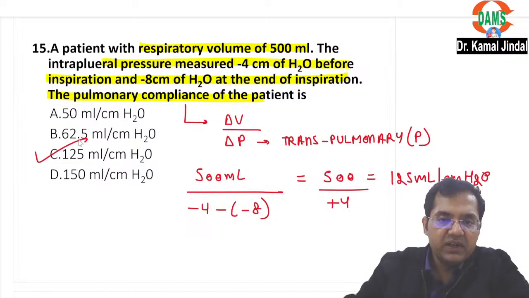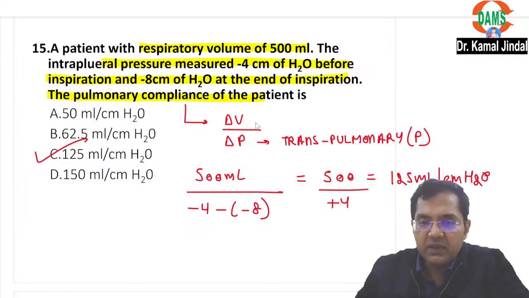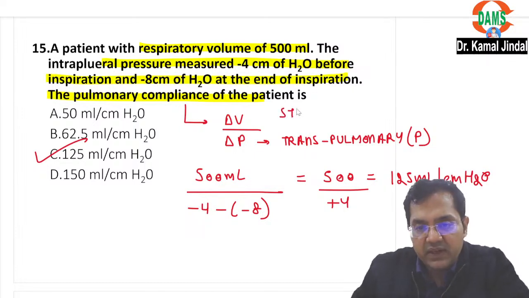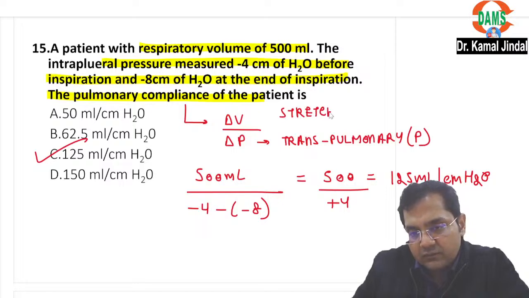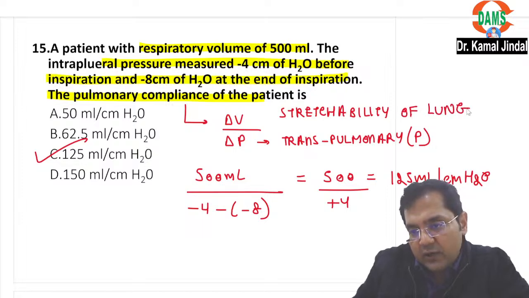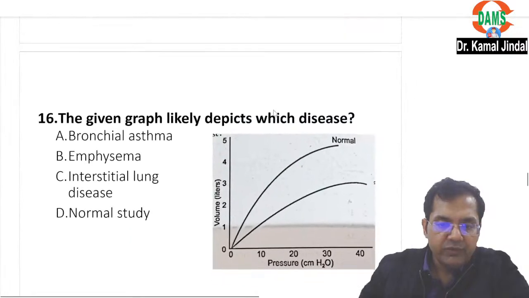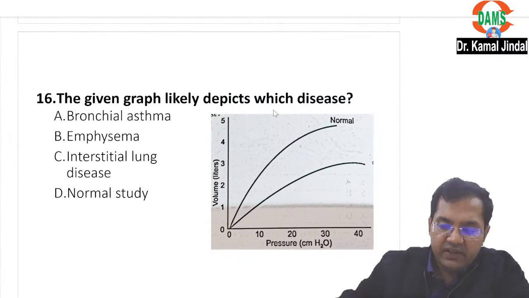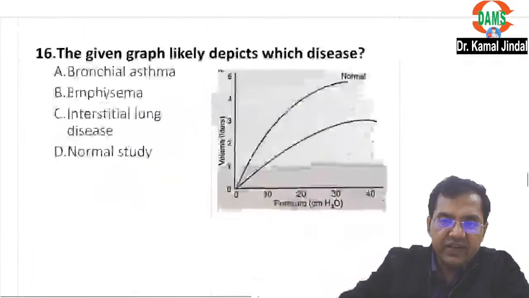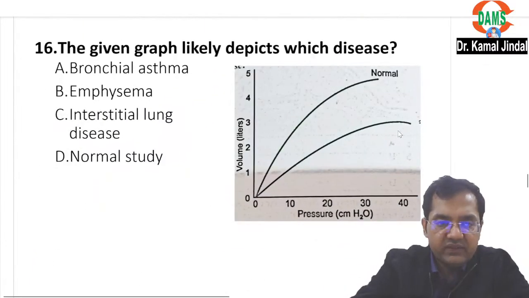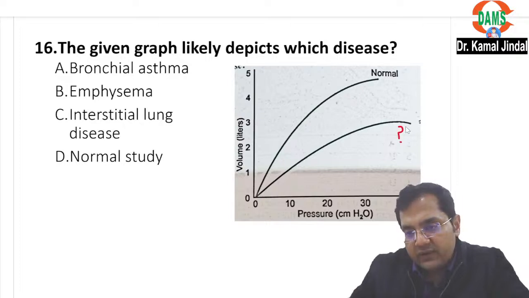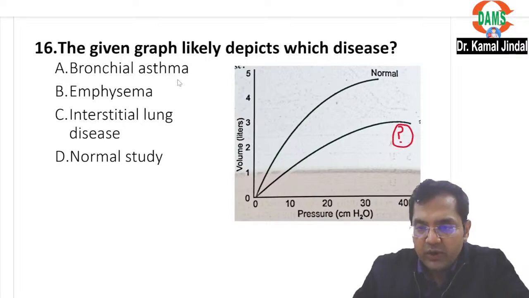Just remember, compliance means distensibility or stretchability of the lung. Compliance is distensibility or stretchability of the lungs. Then moving to question number 16, again interesting one. The given graph likely depicts which disease, right? So I want you to tell me, what is this? This is my question here, what is this?